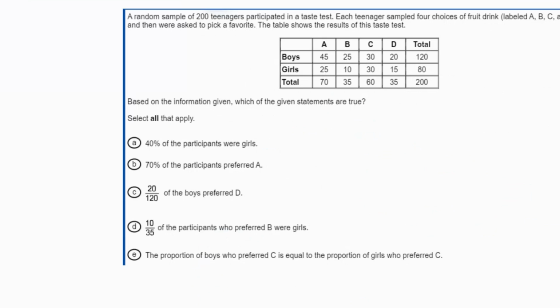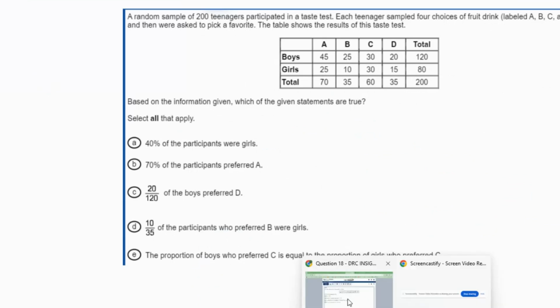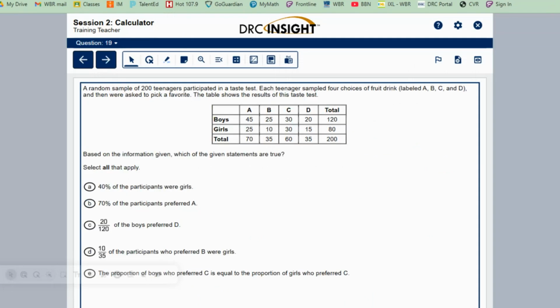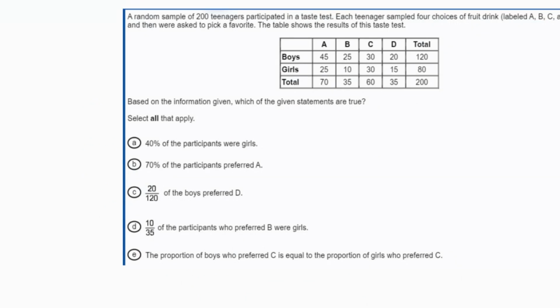Oh, wait, I didn't go back to my test. Let me go back to my test and click that answer real quick. D, arrow over to 19. I'm going to write from the Promethean board so the recording picks it up. But what 19 is saying is, a random sample of 200 teenagers participated in a taste test.